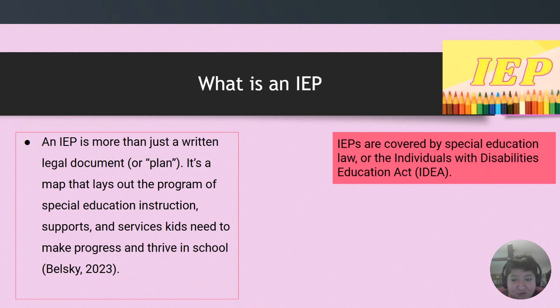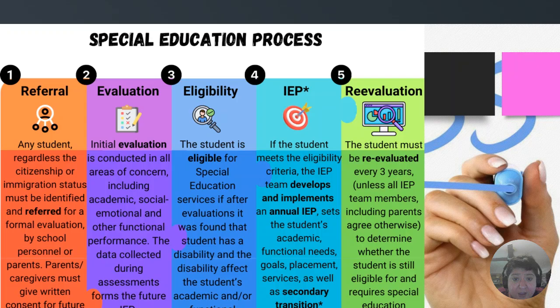What is an IEP in general? An IEP is more than just a written legal document. It's a map that lays out the program of special education instruction, supports, and services kids need to make progress and thrive in school. IEPs are covered by Special Education Law or the Individuals with Disabilities Education Act.